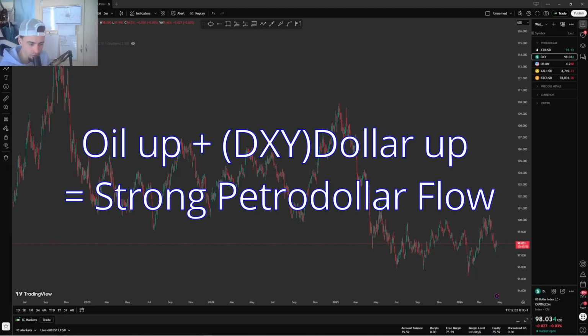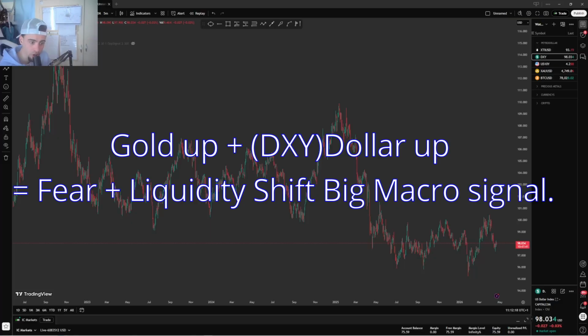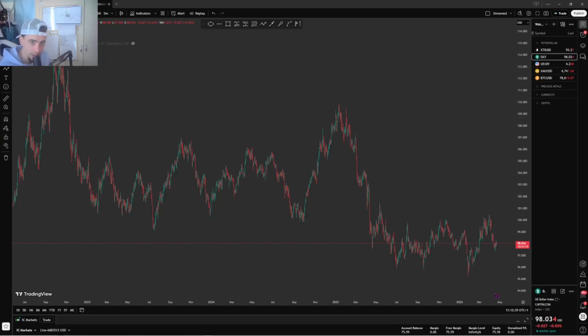So another example to watch for: if oil is up and the dollar is up, which is DXY, that means there's a strong petrodollar flow. If oil is up and the dollar is down, it means the system is weakening or there's a shift in the system. If gold is up and the dollar is up, it means fear plus liquidity shift, and that's a big macro signal. So you can sort of get an idea of what I'm talking about.